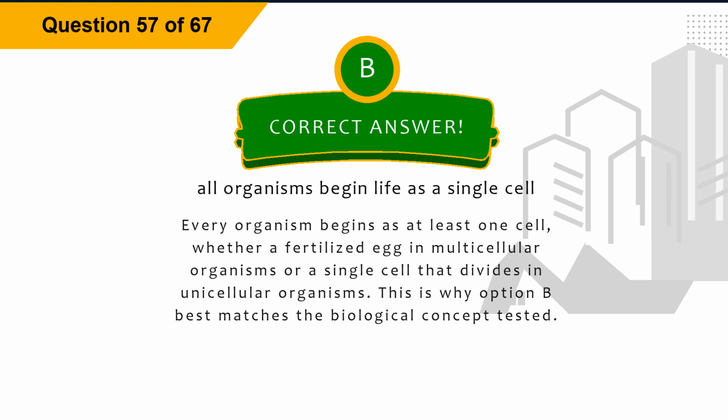The correct answer is option B, all organisms begin life as a single cell. Explanation. Every organism begins as at least one cell, whether a fertilized egg in multicellular organisms or a single cell that divides in unicellular organisms. This is why option B best matches the biological concept tested. Question 58.